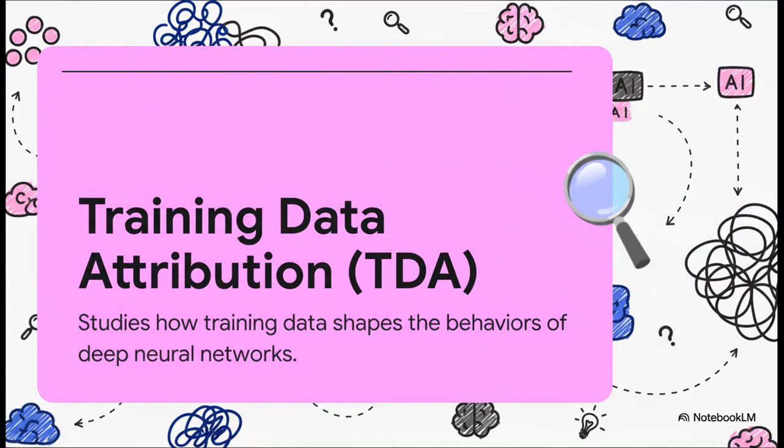This whole process, this quest to link an AI's actions to its education, actually has a name. It's called Training Data Attribution, or TDA. And honestly, it's one of the biggest puzzles we have to solve if we want to build AI that's safe and that we can actually understand.